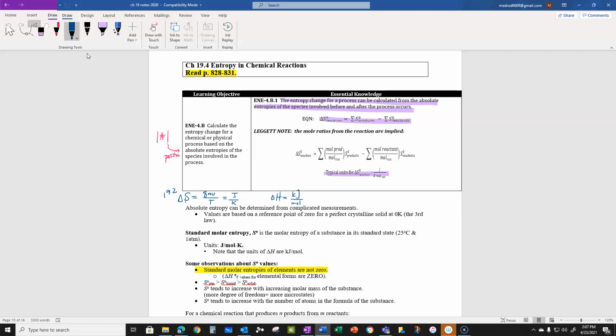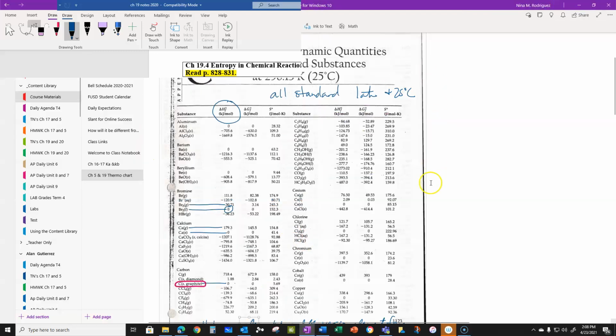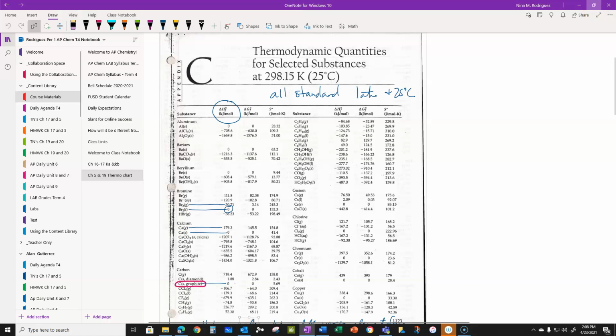So with products minus reactants, it's still J over K, but we keep the moles in there because it's a reaction. So the absolute entropy can be determined from very complicated measurements, and we don't need to know how it was calculated from that scientist back in the day. The values are based off of that third law of thermodynamics. So what they did was at absolute temperature, that's 0 Kelvin, for a perfectly pure crystal solid, that entropy was 0. So they based all of these values that you see on this chart off of the third law of thermodynamics.